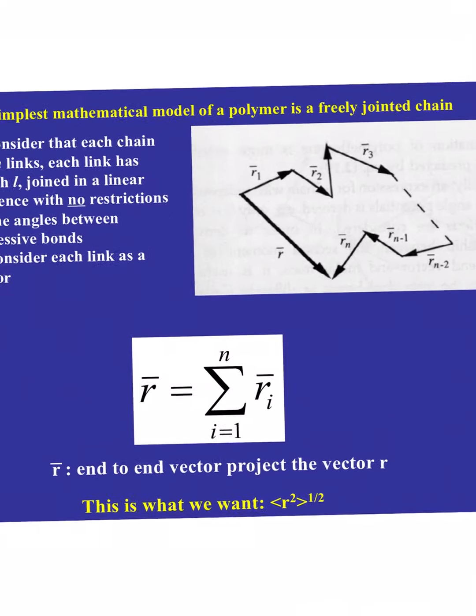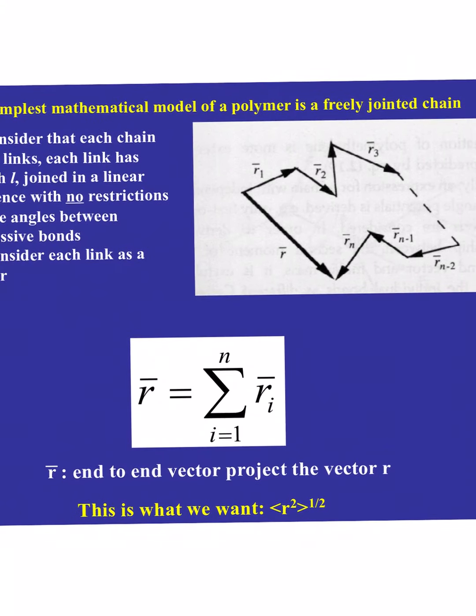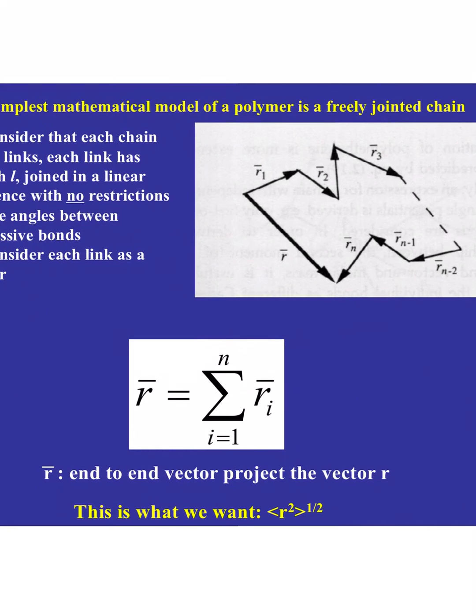And so the simplest way of doing this, which is totally not realistic, is to consider each chain has n lengths. Each length has some length L, which we've already talked about, 0.154 for polyethylene, joined in a linear sequence with no restrictions on the angles between successive bonds. So we know off the top of our heads that makes no sense at all, but this is just the first approximation at this model. And so we have a bunch of vectors, each of which represents the projection of whatever bond you're considering onto some plane. So you take a plane, put it next to this bundle of links, and then you project all the vectors onto that plane. It doesn't really matter where the plane is, you're just projecting that onto this plane, and that's what it looks like in terms of the lengths of those chains.